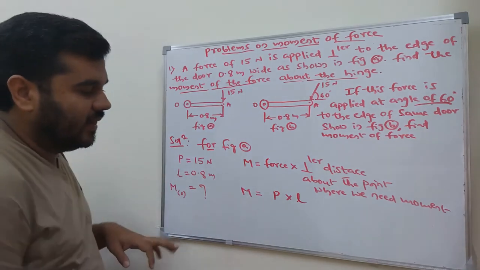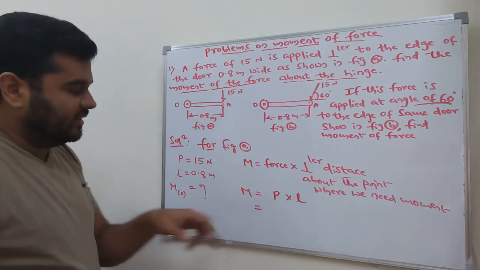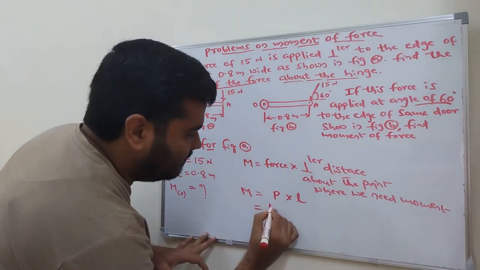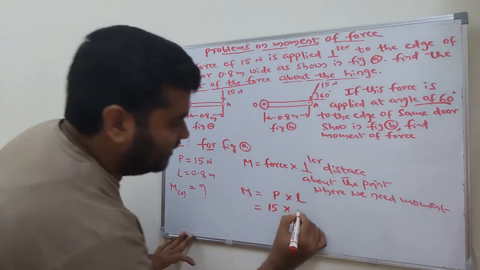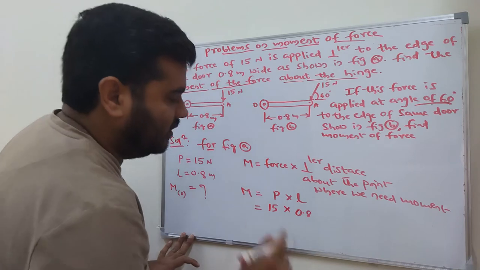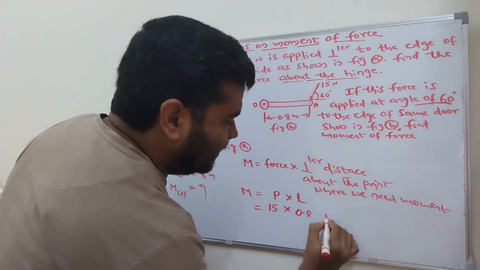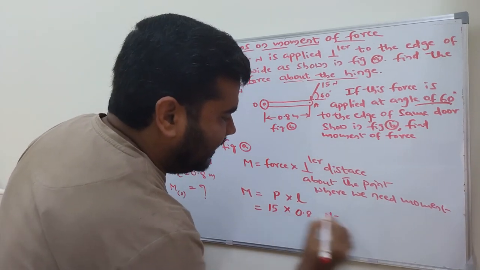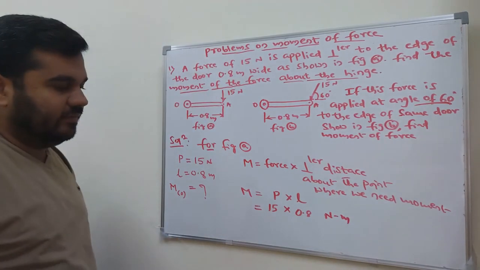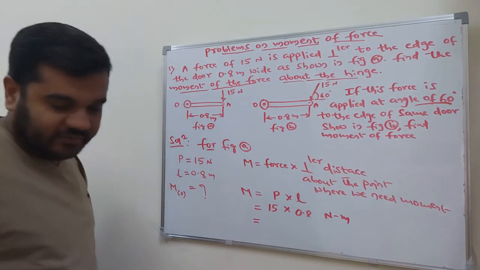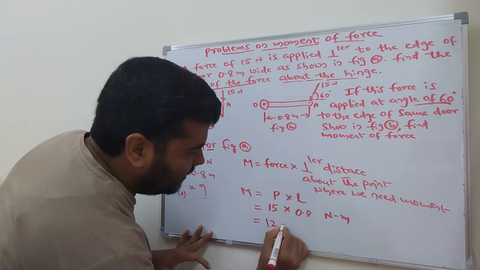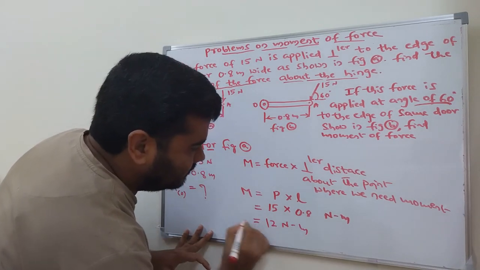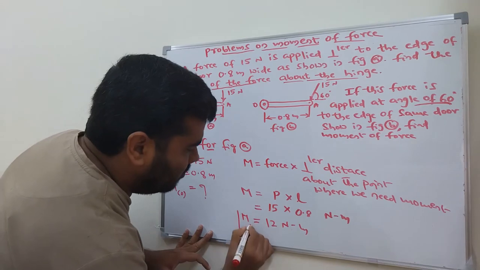This is L. This will be equal to, what is the force applied here? That is 15 into L, which is 0.8 meter. What is the unit? 15 is Newton, 0.8 is meter, so Newton meter. If you calculate 15 into 0.8, it will be 12 Newton meter. That is the moment about O.